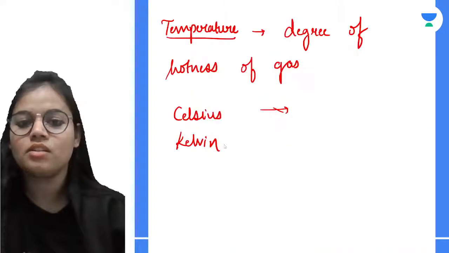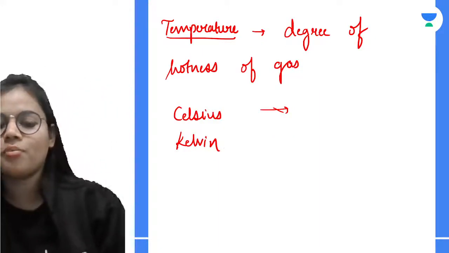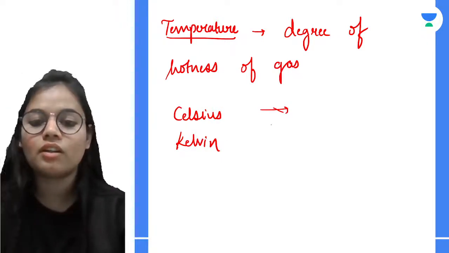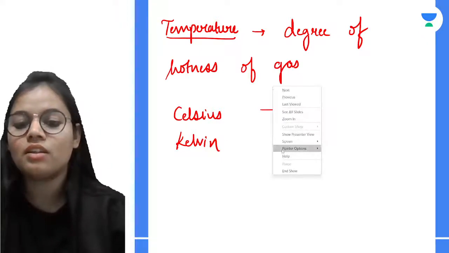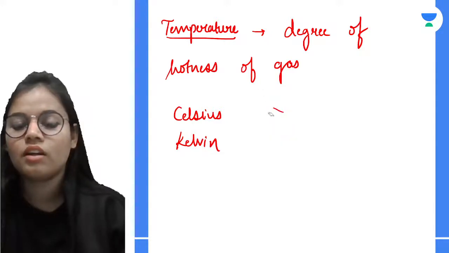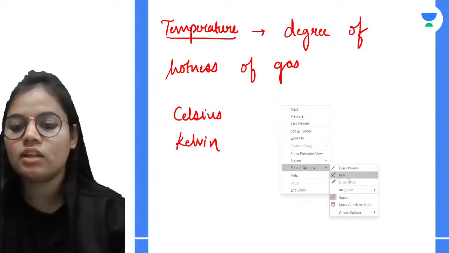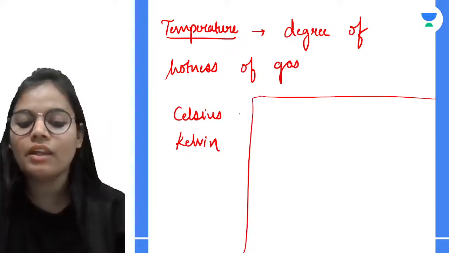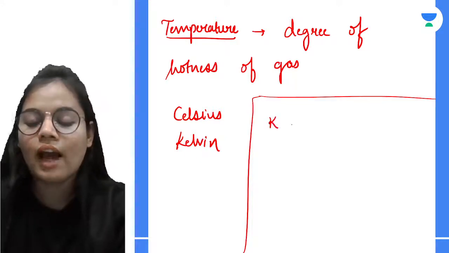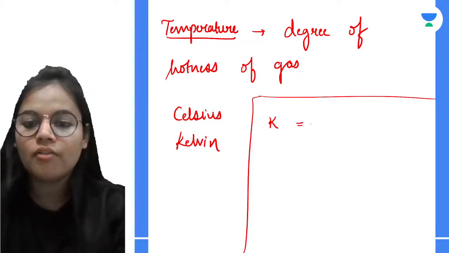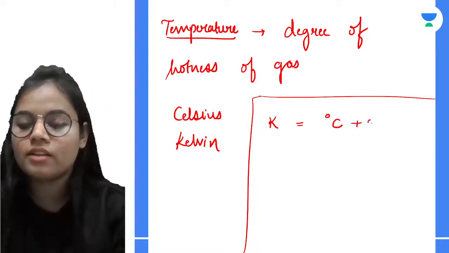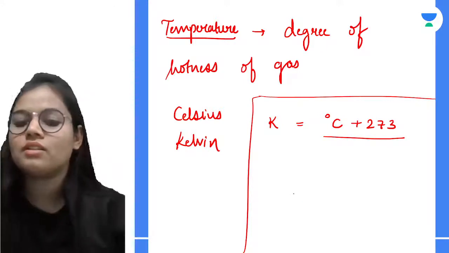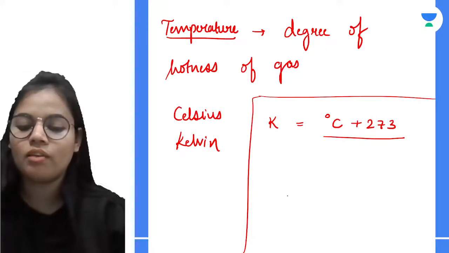Now in the examinations, you could be asked to convert the temperatures, right? So there is a particular relationship existing between the Celsius and the Kelvin scale. Let us see what the relationship is. If I need the temperature in Kelvin, I will just add 273 to the temperature in degrees Celsius. And similarly, for degrees Celsius, just subtract 273 from Kelvin.